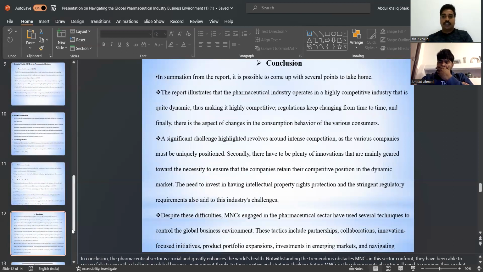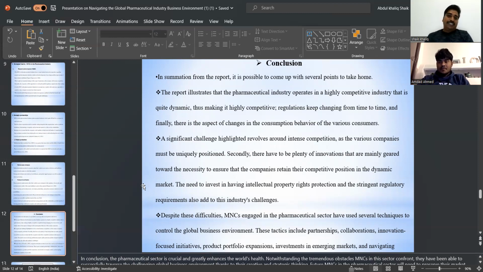Now comes the conclusion. The report illustrates the pharmaceutical industries operate in a highly competitive industry that is quite dynamic, thus making it highly competitive. Regulation keeps changing from time to time. Finally, this aspect is changing in the consumption behavior of various consumers.